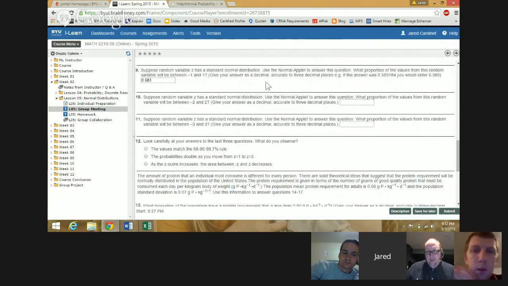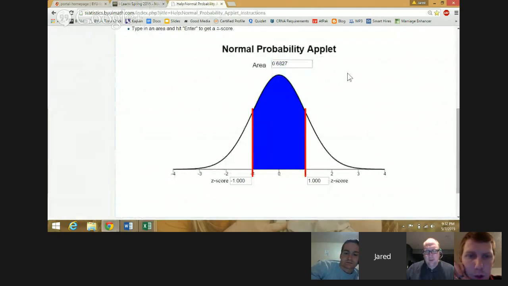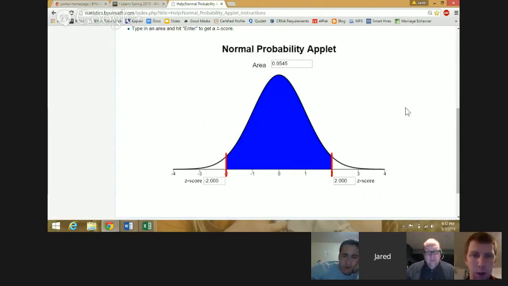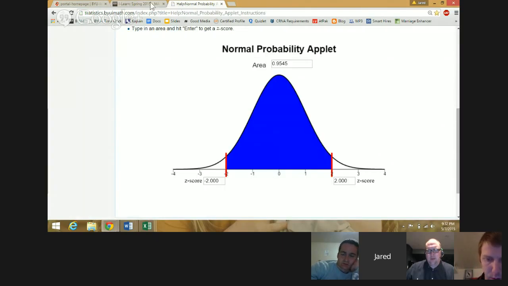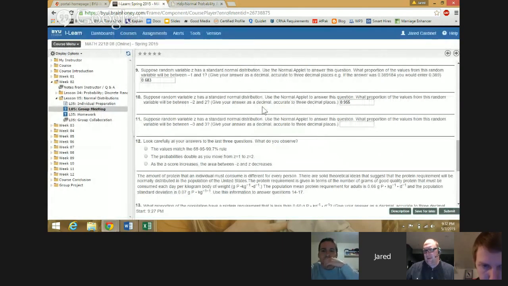Suppose random variable z has a standard normal distribution. Use the normal applet to answer the question. What proportion of the values from this random variable is between -2 and 2? That's about 0.95. 0.955. Yeah, 0.955? Yes.